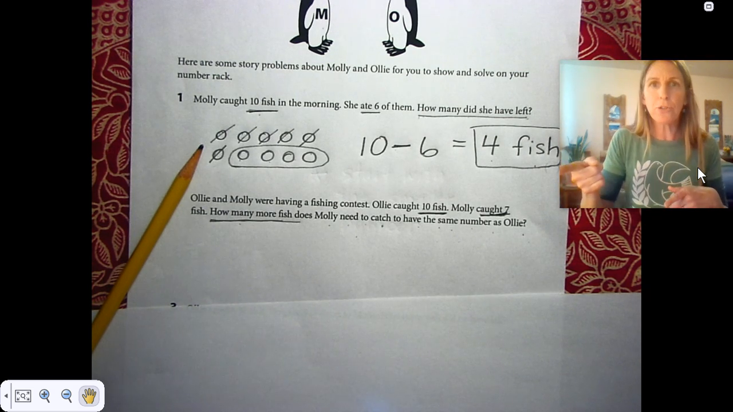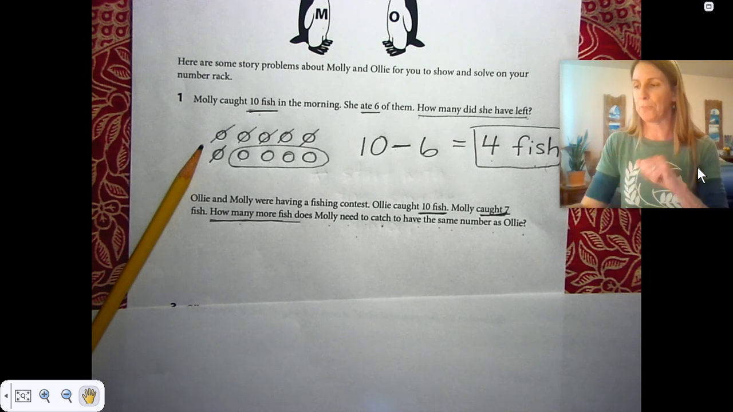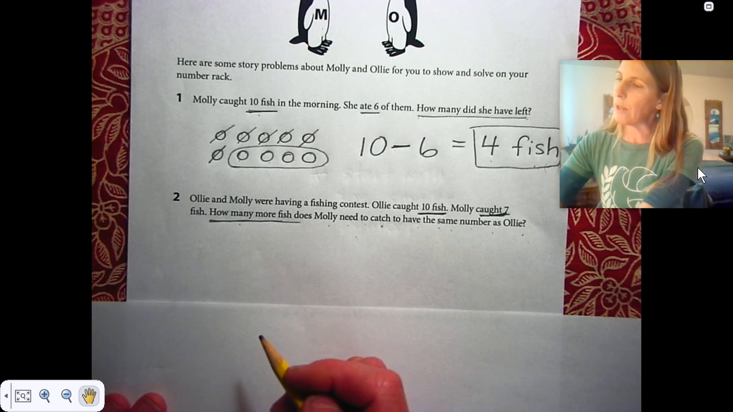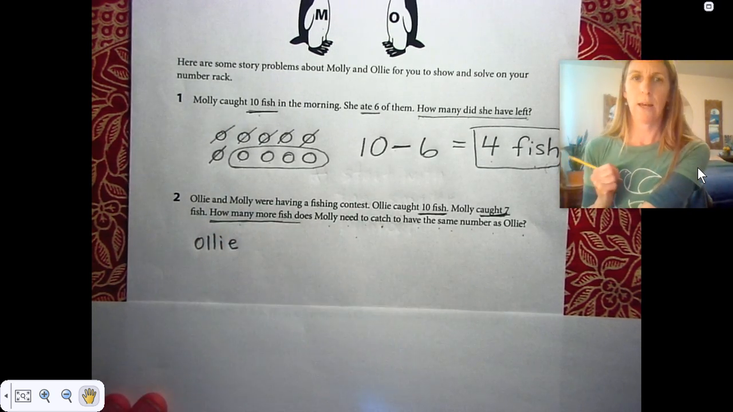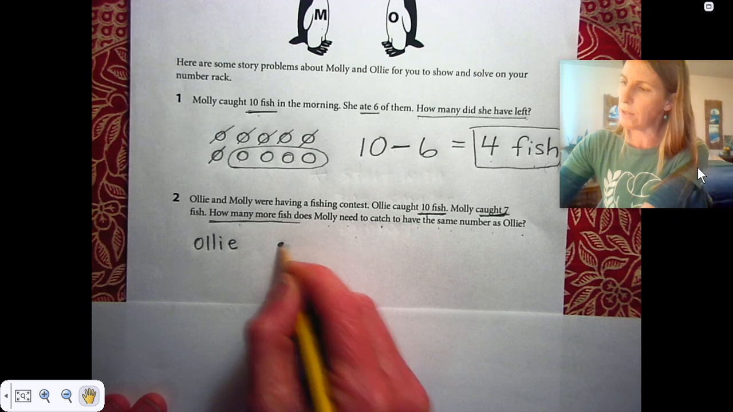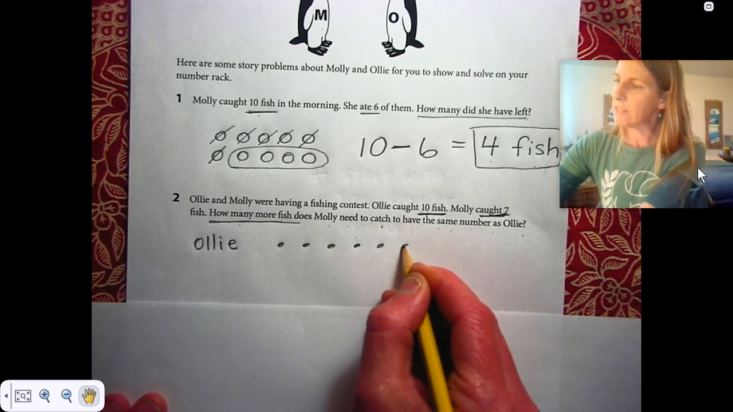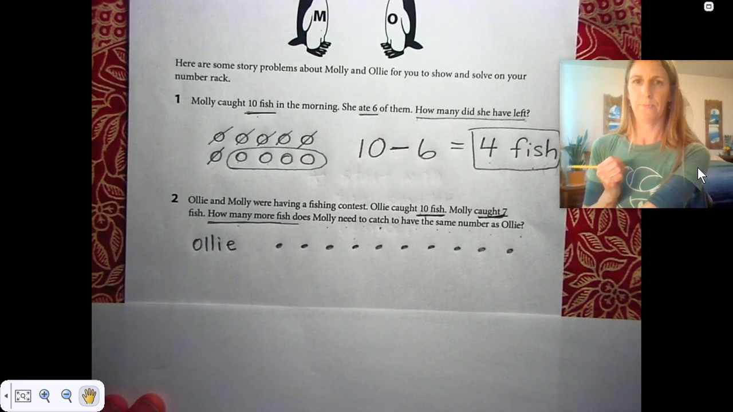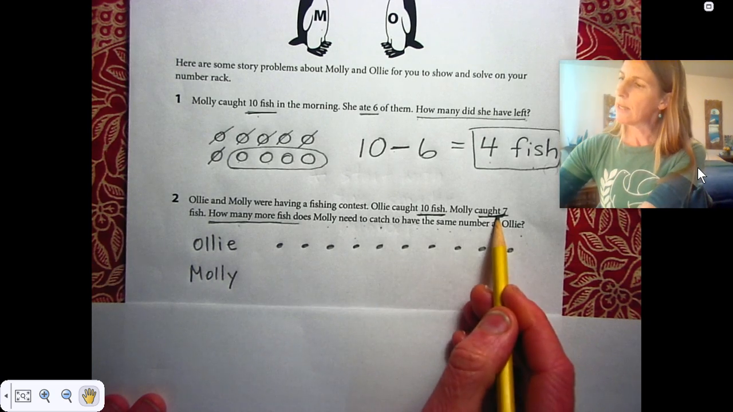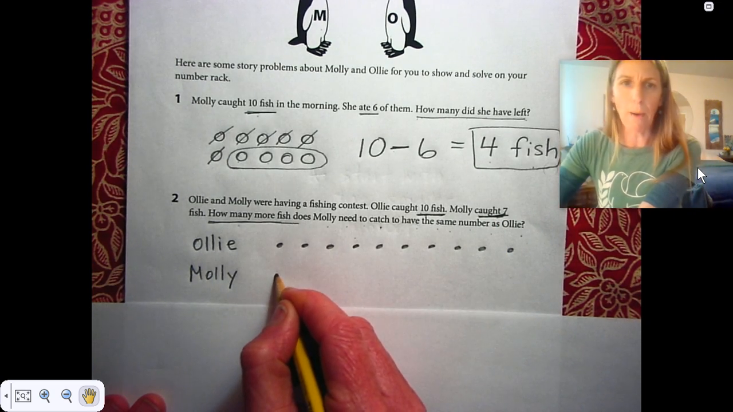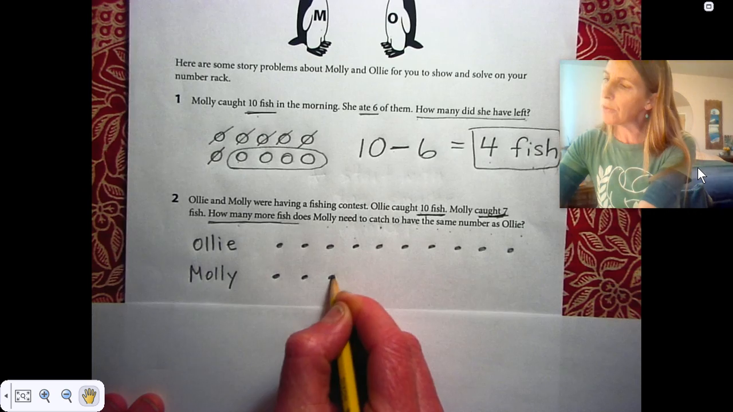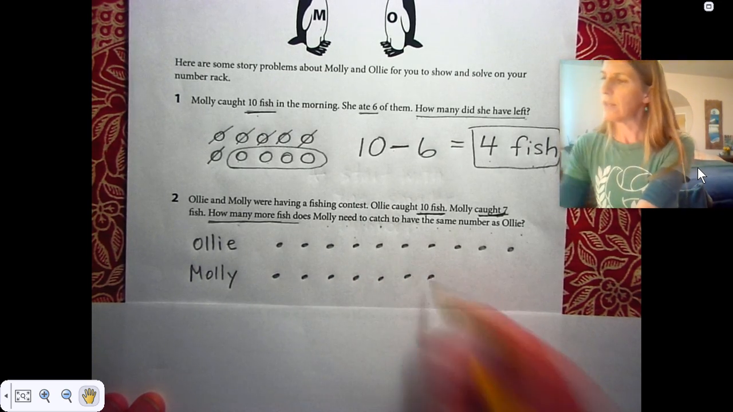I'll draw a picture for counting up and I'll use my fingers for counting up to show you. So if I were to draw a picture, because you know we like pictures, I would start with Ollie and I would give him 10 fish because it says he caught 10 fish. So I'm just going to draw dots this time. 1, 2, 3, 4, 5, 6, 7, 8, 9, 10. All in a line. All right, and then Molly has 7 fish. I'm going to line them up really nicely because I'm comparing. So she's got 1, 2, 3, 4, 5, 6, 7.